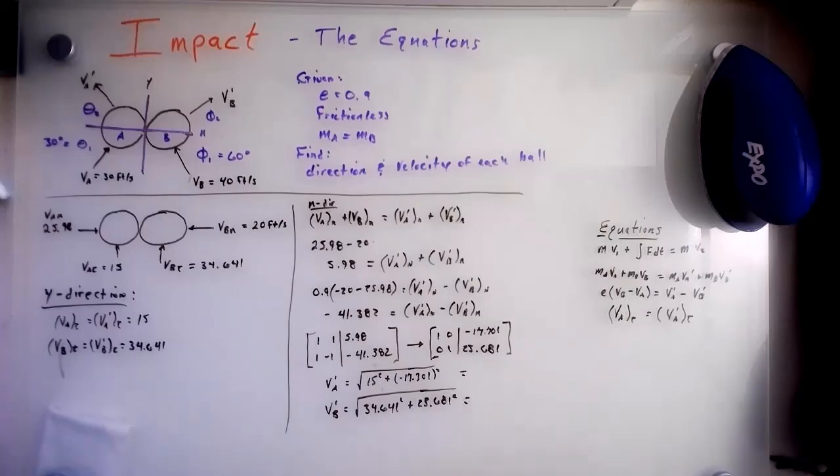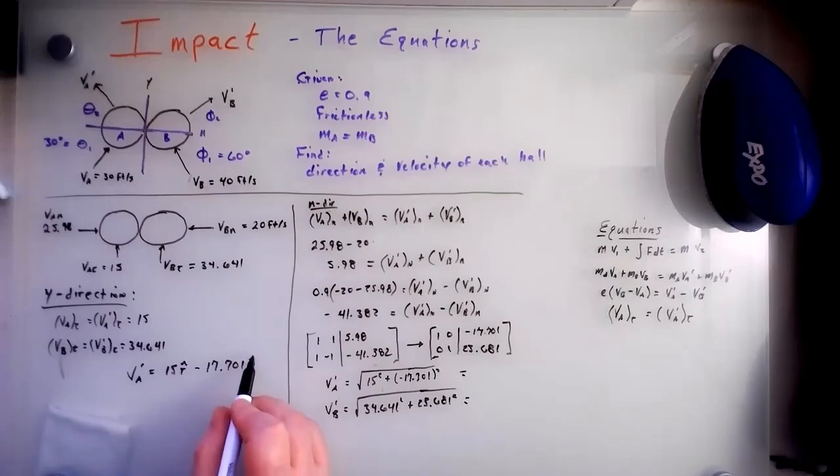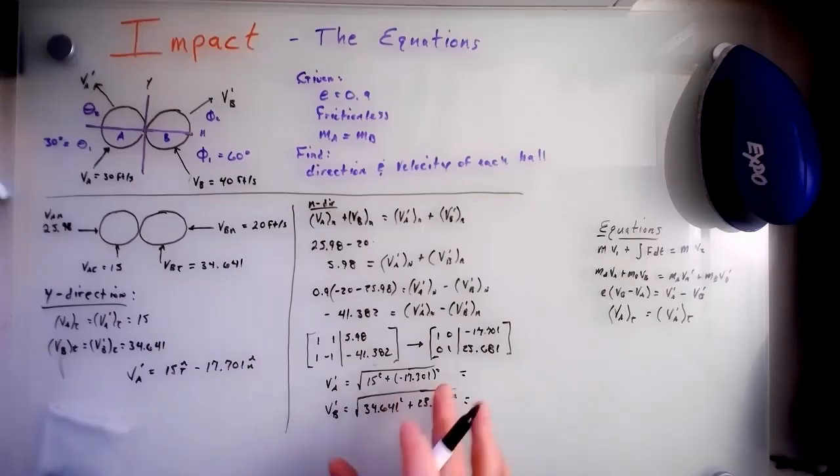And by the way, I am not going to have you do this. As far as I'm concerned, we could report V prime A like this. We'd say V A prime is equal to 15, and this is in the tangential direction, and then minus 17.701, and that is in the normal direction. Right? Then we would get the values. Let's go ahead and run those calculations.